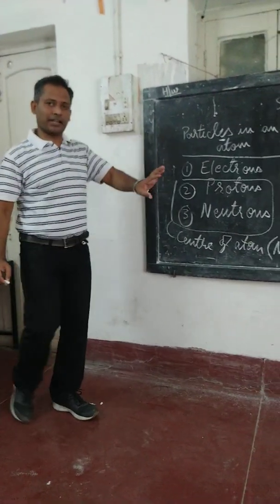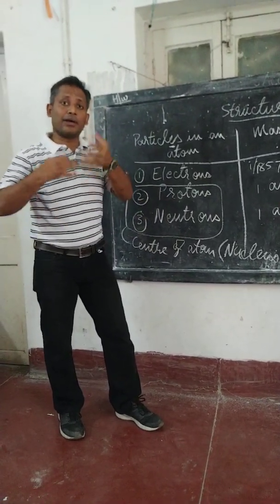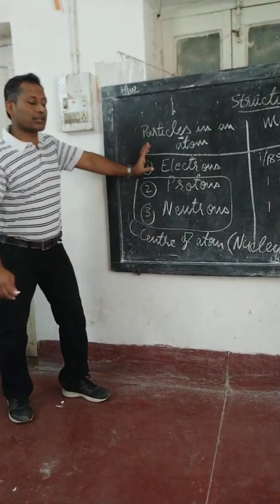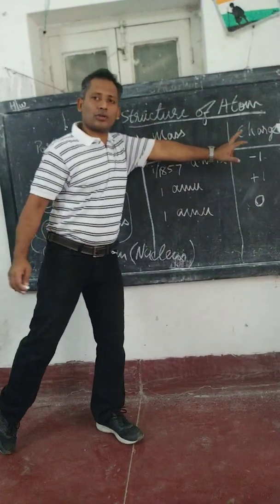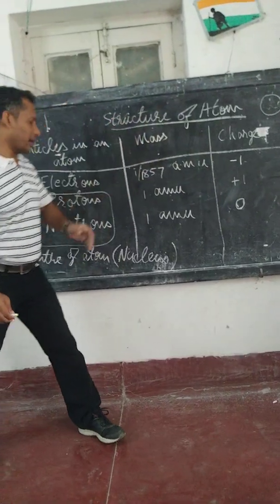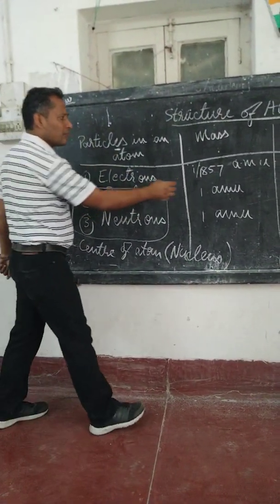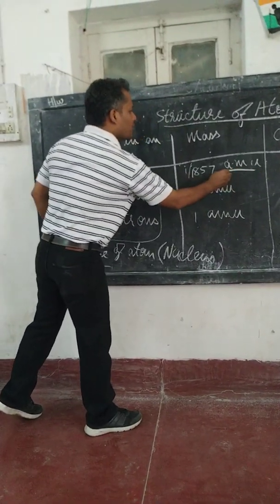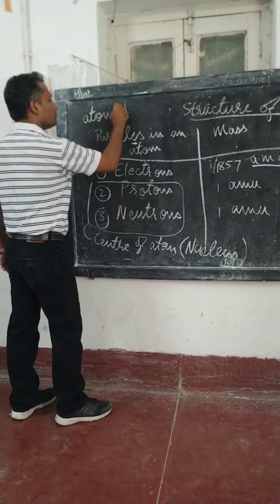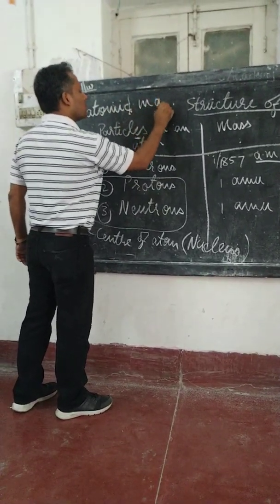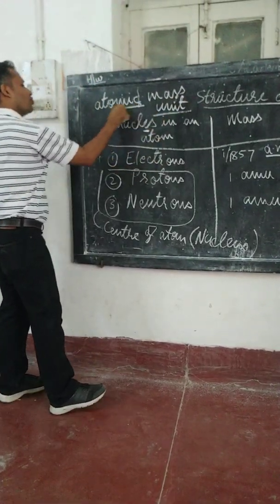We study once again the structure of an atom. An atom consists of 3 particles: electrons, protons and neutrons. We have to remember 2 things: the mass of each particle and the charge of each particle. Electrons have a very small mass. The unit for mass is called AMU. AMU stands for atomic mass unit.